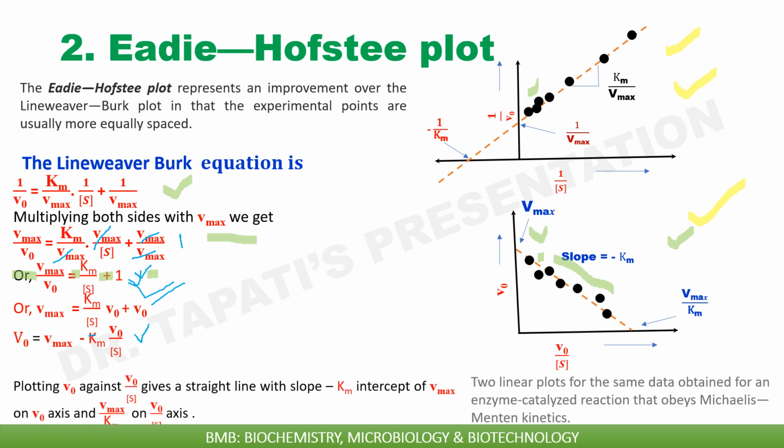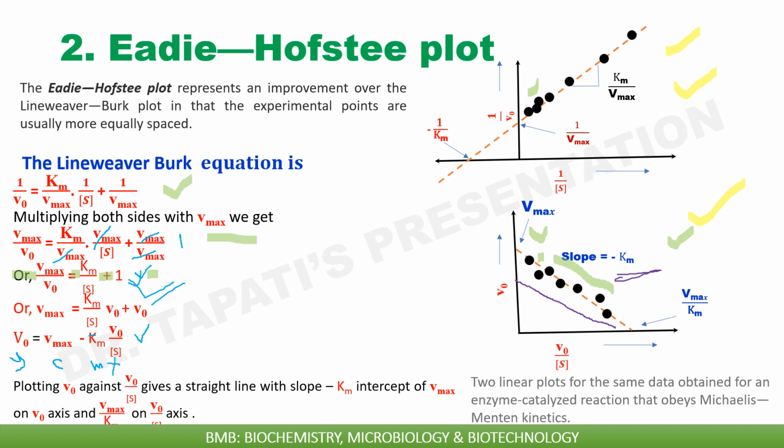If you plot V0 against V0 by S, in this case V0 is the Y value, Km is the M value, that is the slope, and V0 by S is the X value, and Vmax is the Y intercept, that is C. So we will get this type of straight line, where the slope is equal to minus Km.